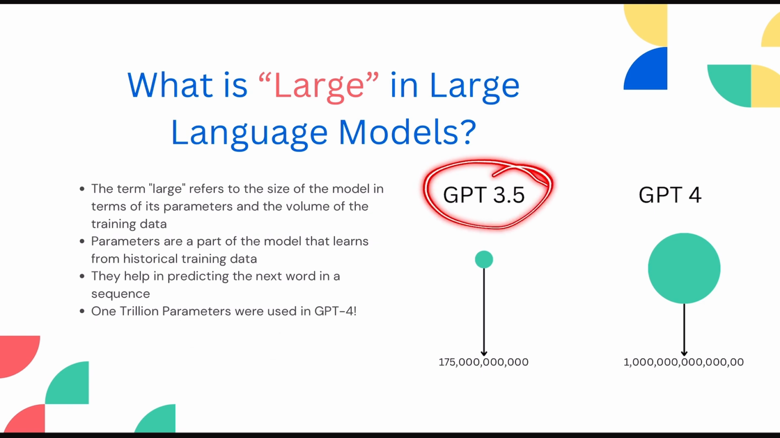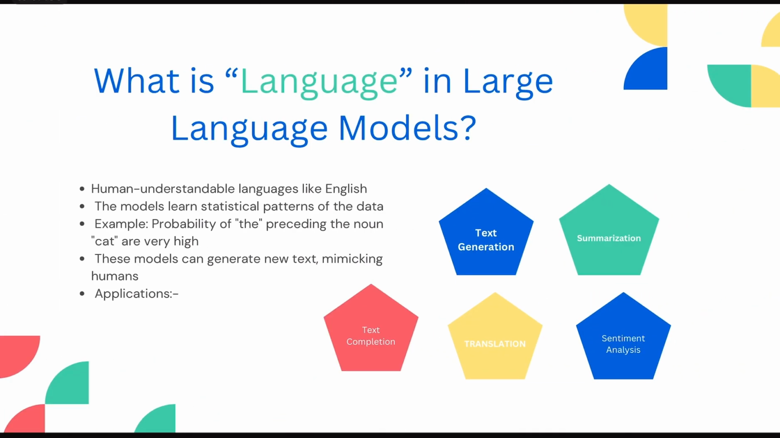So GPT 3.5 is tiny in comparison to GPT 4, which is trained on 1 trillion parameters. This is where the "large" came into language models, and that's why they named them large language models. And then what is "language" in large language model?